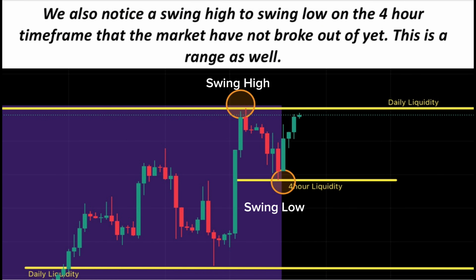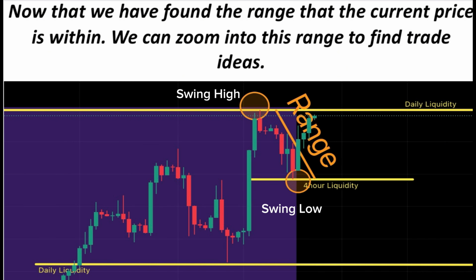Also, when we look at the 4-hour time frame, notice how we have a swing high to swing low right here on the 4-hour. This is another range. So we have a range within a range. Notice how the market has not broken below that swing low on the 4-hour liquidity. So this range is still valid. And notice how it did not break above the swing high. So this is the range that we're also in. So technically we are in 2 ranges right now.